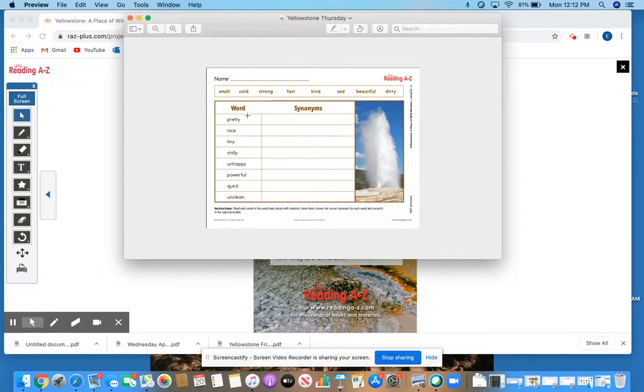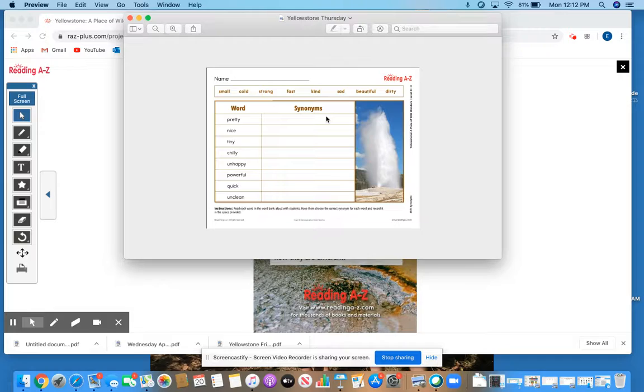So each word in this list has a matching synonym up top. A word that means pretty much the exact same thing, okay? Let's do the first one together. Right here, the word is pretty. What is a synonym for pretty? Do pretty and small mean the same thing? No. Pretty and cold? No. What about strong, fast, kind, sad, beautiful? Pretty and beautiful are synonyms. So right here you would write beautiful.